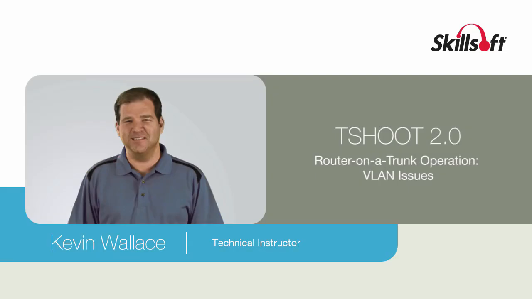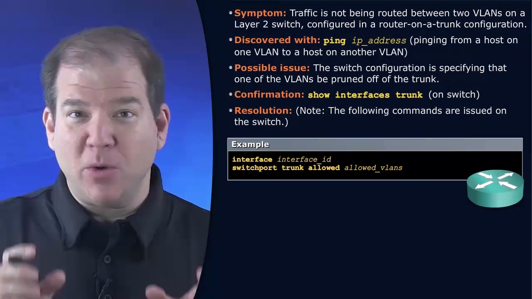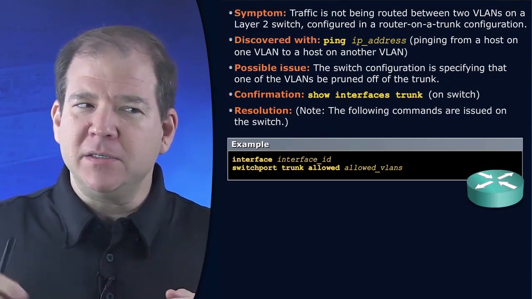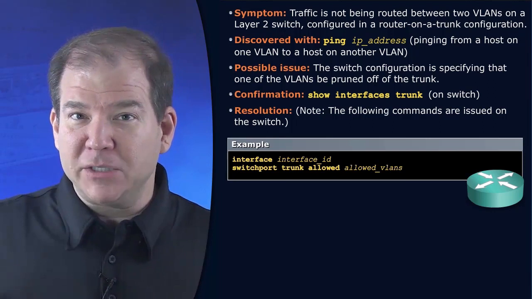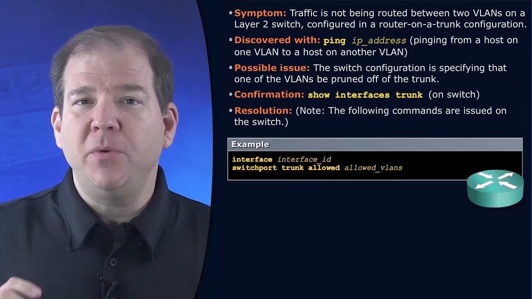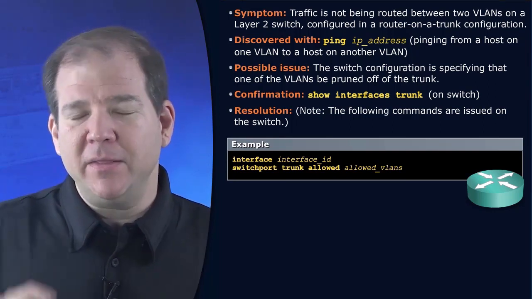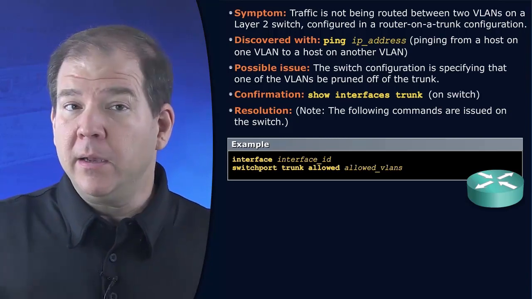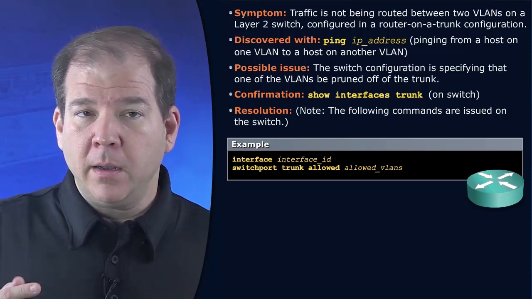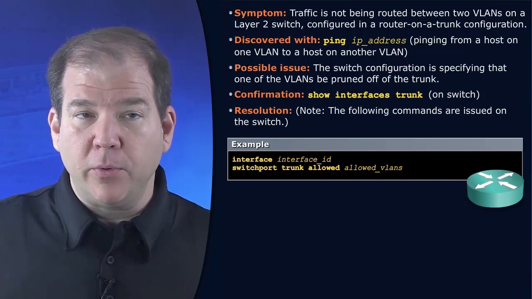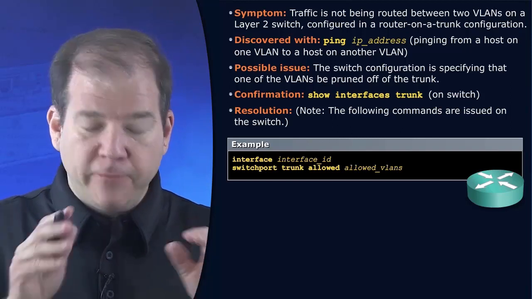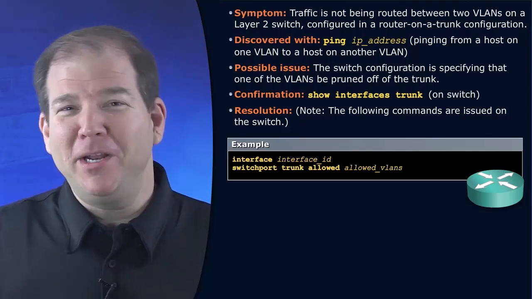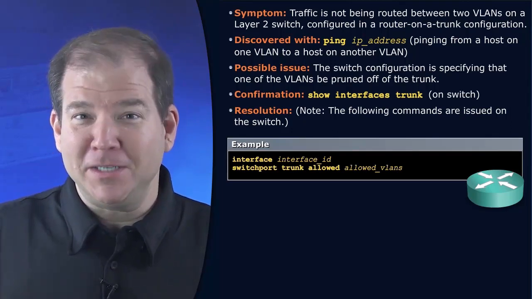Another reason that we might have issues routing between VLANs in a router on a trunk configuration is that the trunk itself has one or both of those VLANs pruned. We can go into a trunk configuration and say that certain VLANs are just not permitted on that trunk. And pruning is a good idea. We can improve security, we can improve performance by forbidding traffic from unnecessary VLANs. Where we get into an issue is where we prune off necessary VLANs.